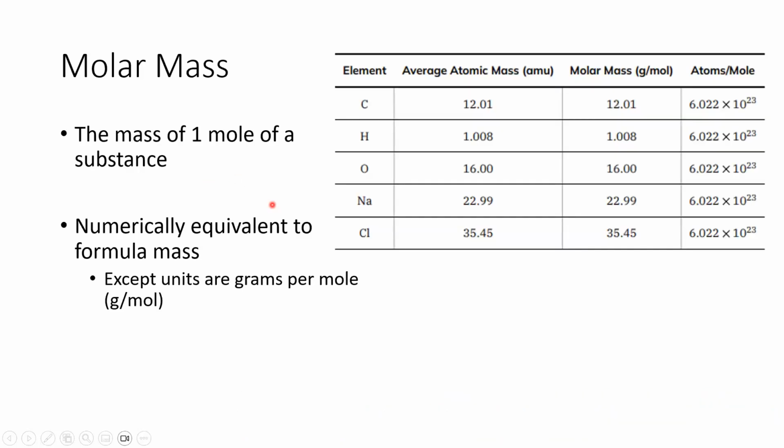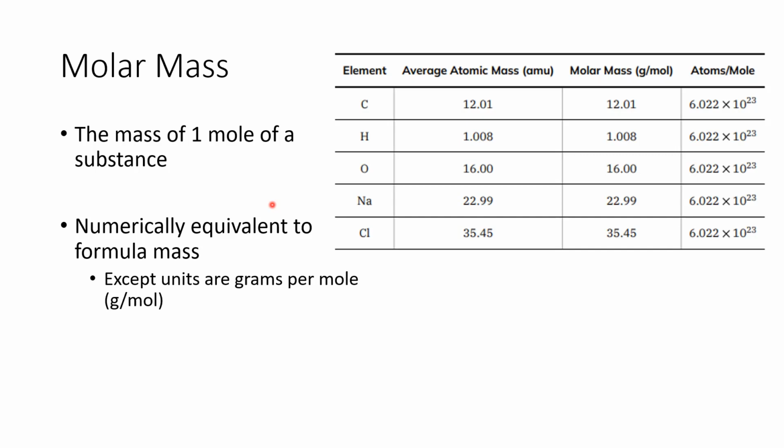So when we're working with samples, again, we're never going to have a single atom or a single molecule. So rather than using the formula mass in AMUs, what we're going to do is simply change that unit to grams per mole. And what that's going to represent is how many grams of that substance we would have if we had 1 mole of that substance. So if we had 6.022 times 10 to the 23rd of whatever that is.